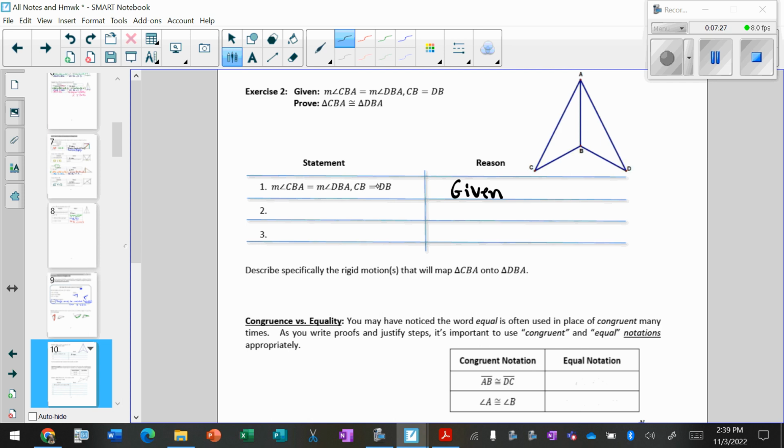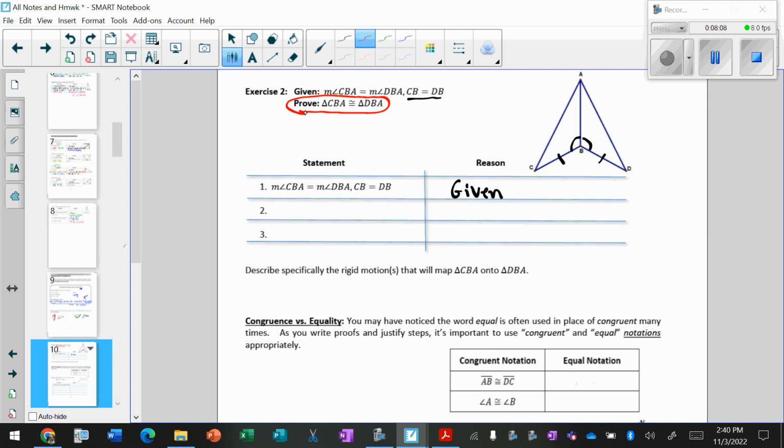What you're supposed to do with the given information is mark it on your diagram before you do anything else. So we are told that the measure of angle CBA is equal to the measure of DBA. So from C to B to A, that's this corner right here, is congruent to angle DBA, D to B to A, that's this corner right here. Those 2 angles are congruent because that was given to us. We were also told that CB is equal to DB. So CB is here, DB is there. We are asked to prove that the 2 triangles are congruent.